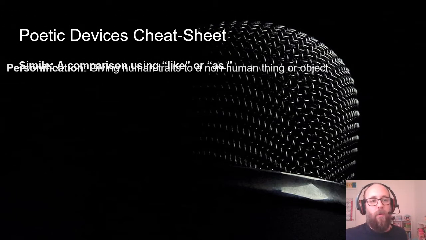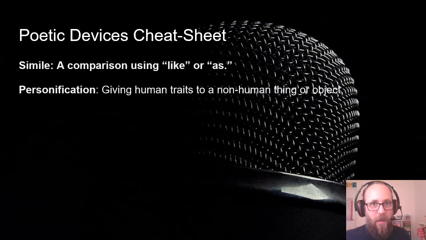Okay, the next term we're looking at is personification. Now, personification, you should be able to have a clue here just looking at this word person. And if I personify, so to turn something into a person is what this means, to turn something into a person. So giving human traits to a non-human thing or object. Okay, giving human traits to a non-human thing or object. Again, we will look at that here in the poem. Pause if you need to write this down.